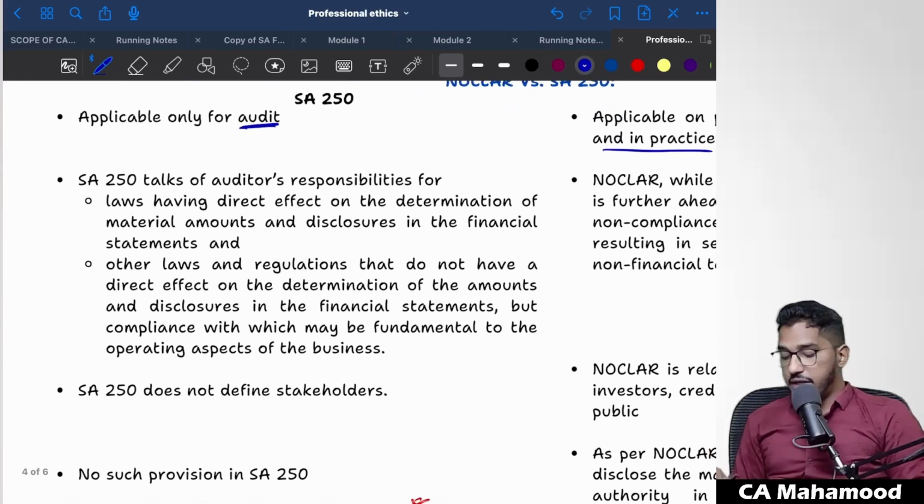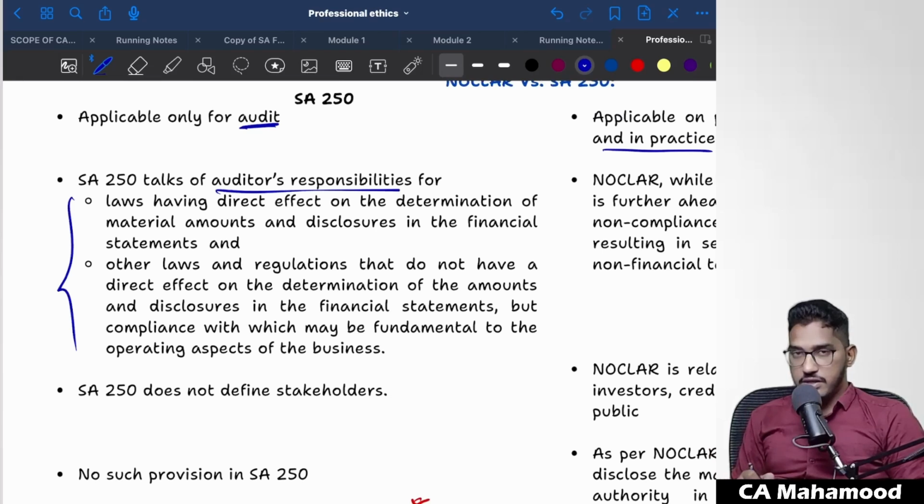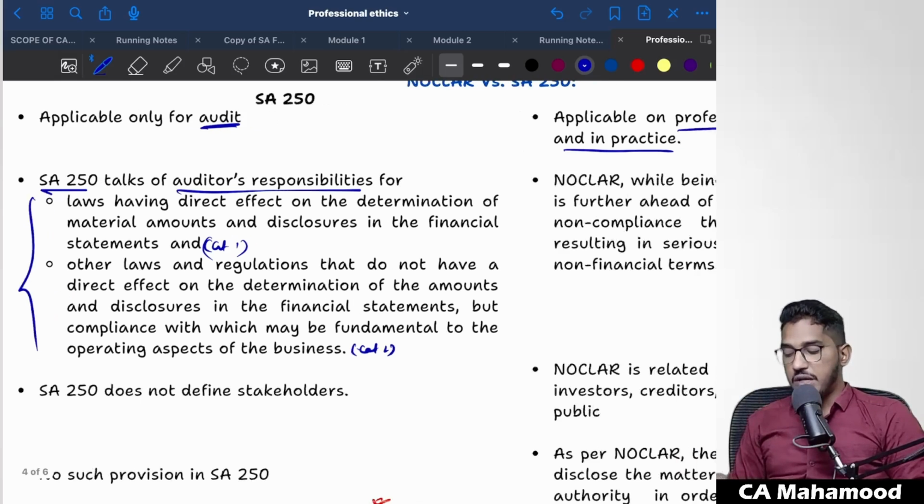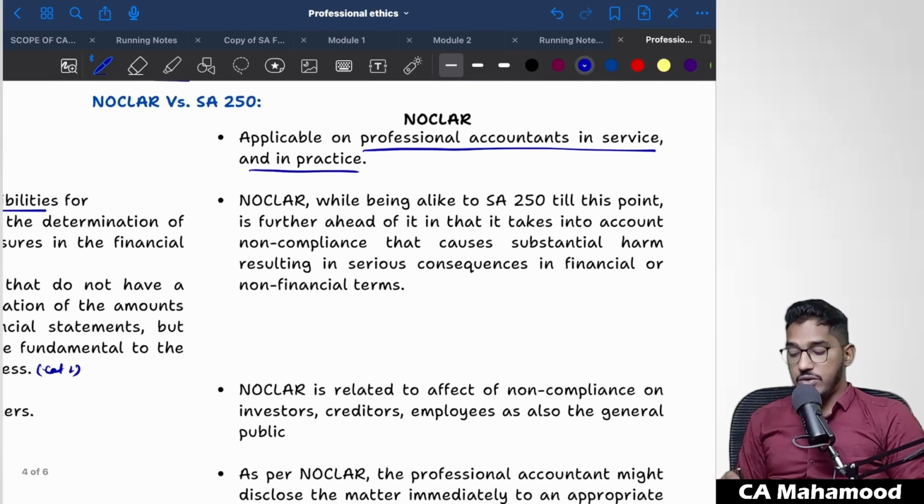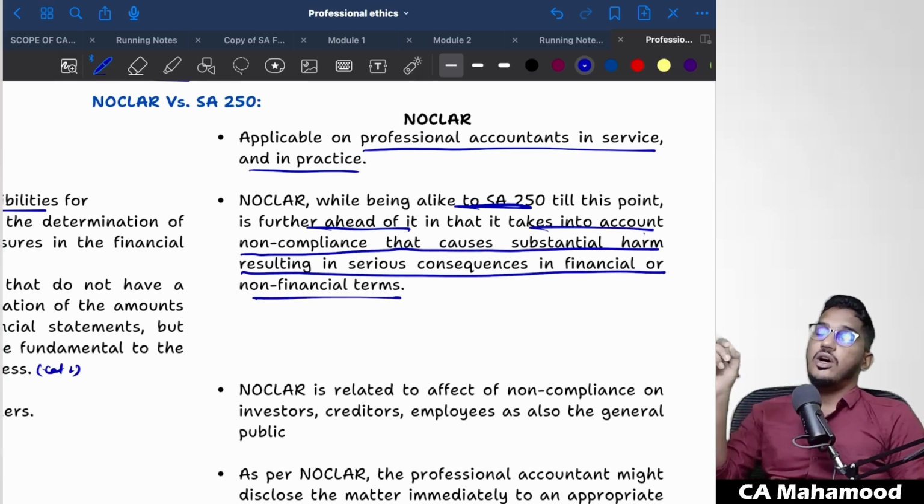Next one. SA 250 talks of auditors' responsibility for two kinds of laws and regulations. Laws and regulations having direct effect on determination of amounts and disclosures, that we call category 1 laws and regulations, and other laws and regulations that do not have a direct effect on the determination of amounts and disclosures in the financial statements, but the compliance will be fundamental to operate the business. So this is category 2 laws and regulations. So SA 250 talks about auditors' responsibility only regarding two types of laws and regulations. But there is no such requirement in Noclar. Noclar, while being alike to SA 250 till this point, goes further ahead of it, in that it takes into account non-compliances that cause substantial harm, resulting in serious consequences either in financial or non-financial terms.